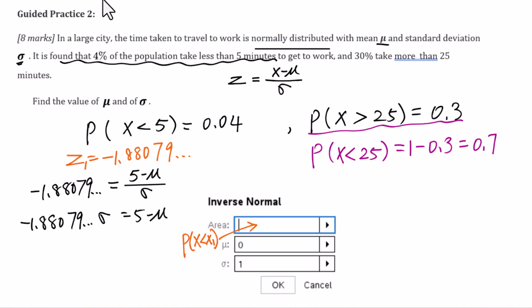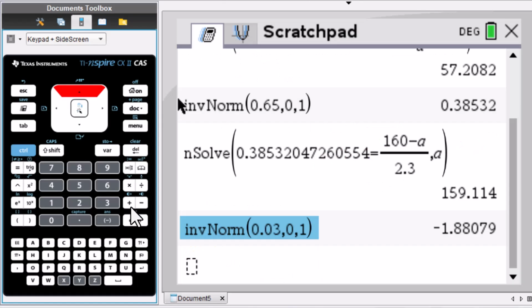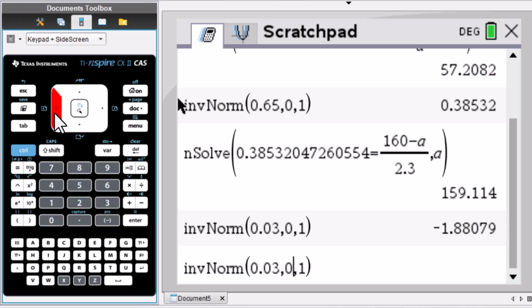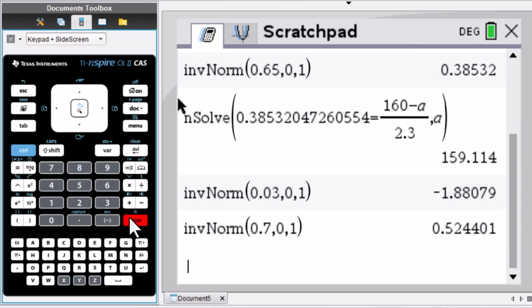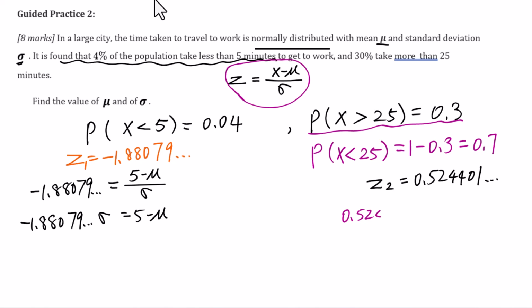Let's go to probability of x less than 25 equals 0.7 to figure out z-score Z2. Click here. Then change this area into 0.7. Enter. We got z-score equals 0.524401. 0.524401 equals 25 minus mu over sigma, times sigma both sides.